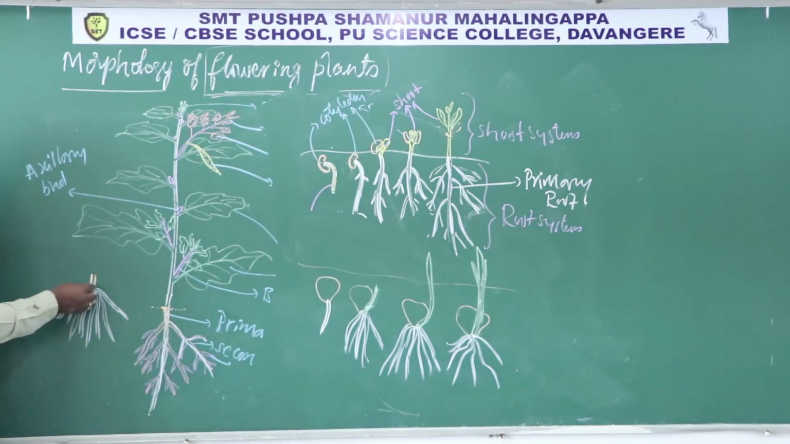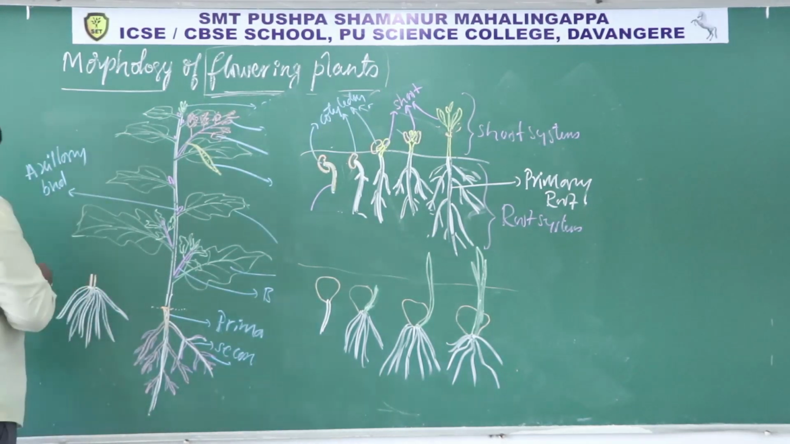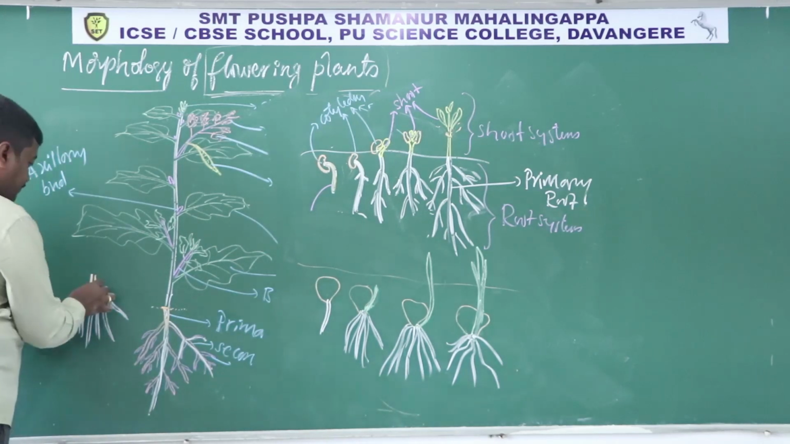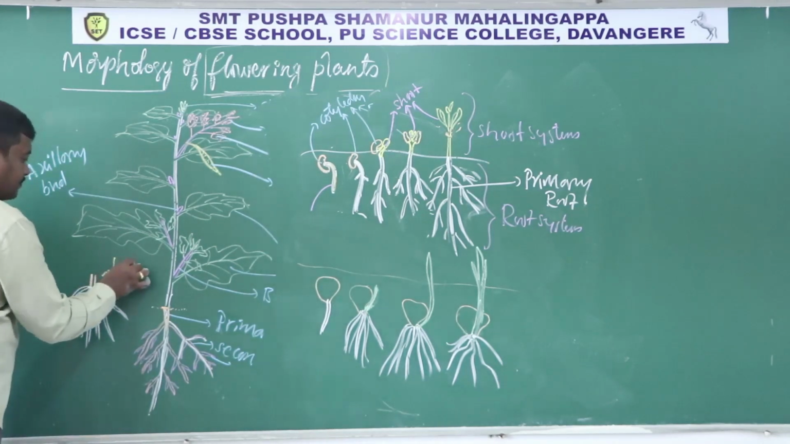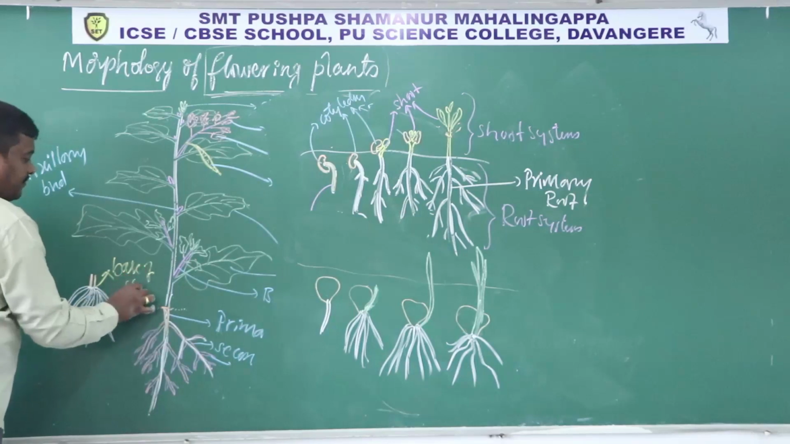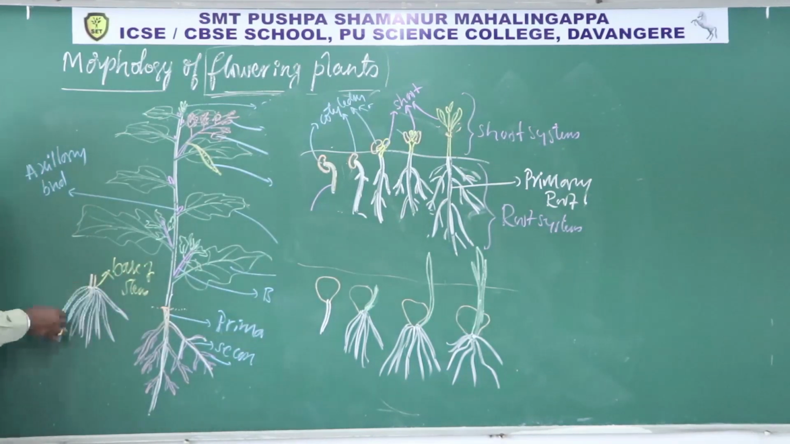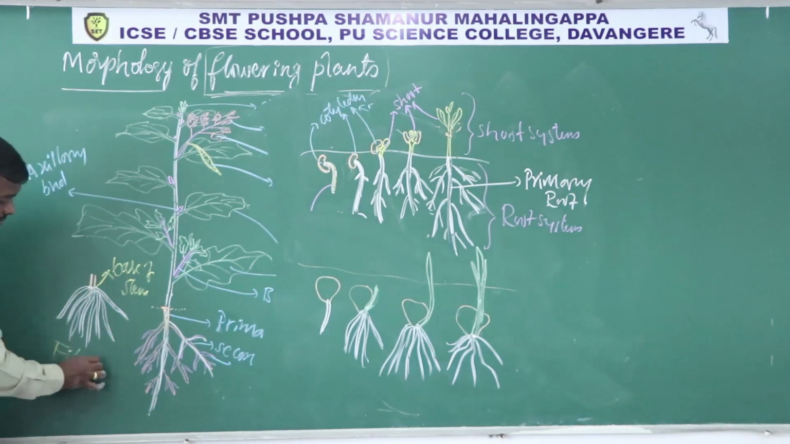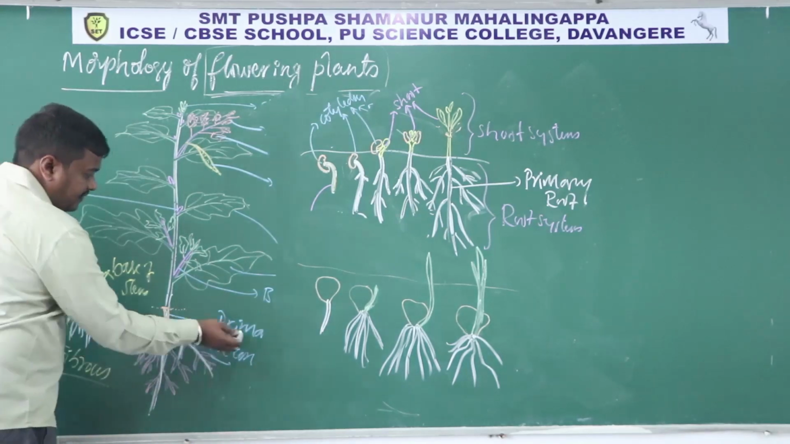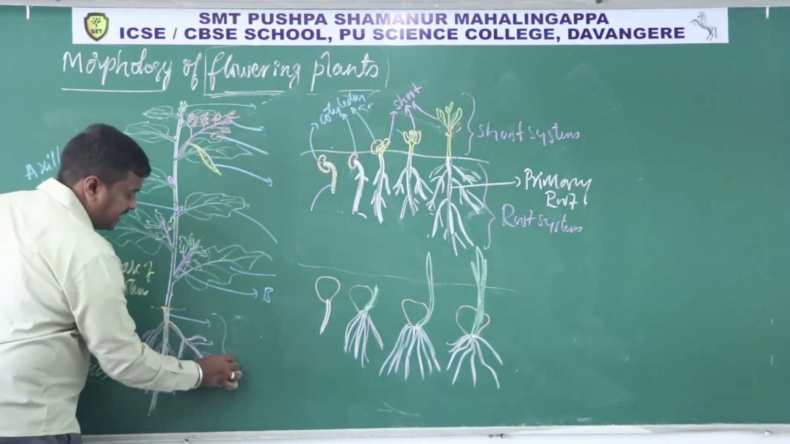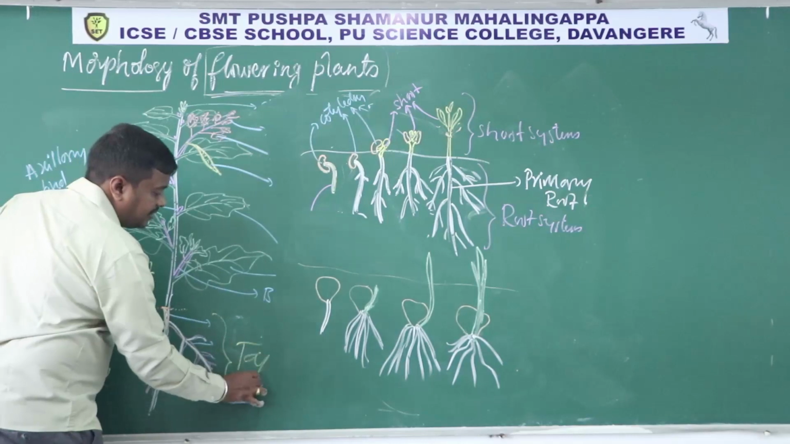Okay, from the base of a stem, numerous roots are produced. This kind of root system is called fibrous, and this kind of root system, which has primary, secondary and tertiary roots, is called taproot.